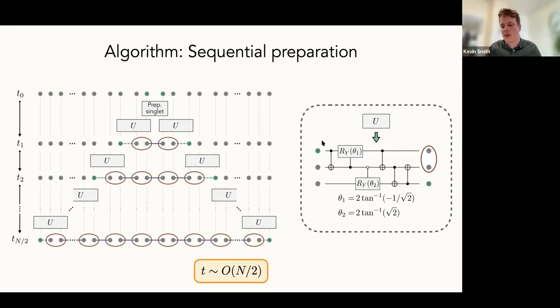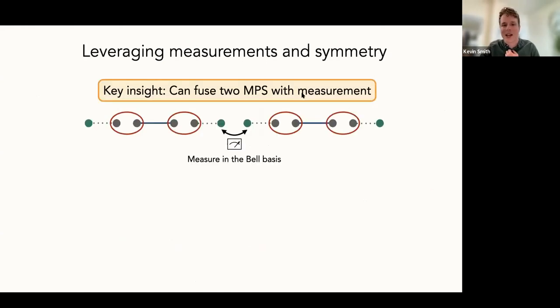And so the question is, can we do better than this? And I've, of course, alluded to the answer several times now. It is yes, by, again, leveraging measurements and symmetry. So what's the idea here? We're going to need 2 different ingredients. The first is that we can basically prepare separate little matrix product states and fuse them together with measurement.